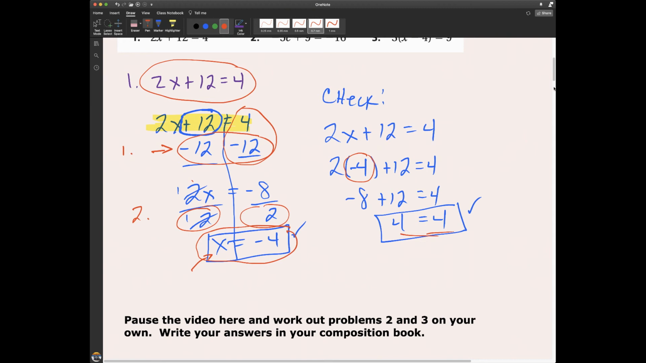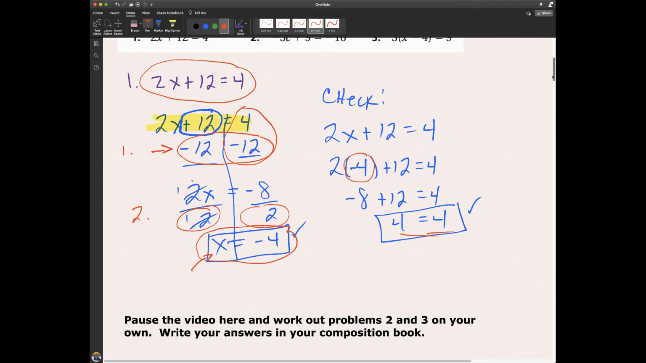All right, so there's a little extra work you have to do, but this is stuff that we've been doing in the chapter. You're just combining it to solve one equation. So I want you to pause the video, and I want you to work out problems 2 and 3 on your own. Write your answers in your composition book, and then we'll take a look at those answers in a moment. If you're watching this on Edpuzzle, then the video will pause now.